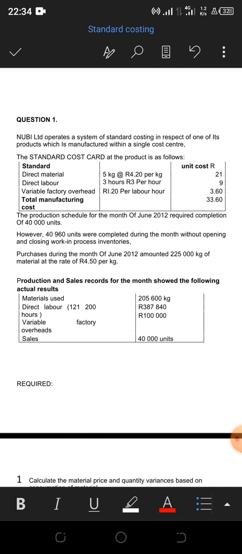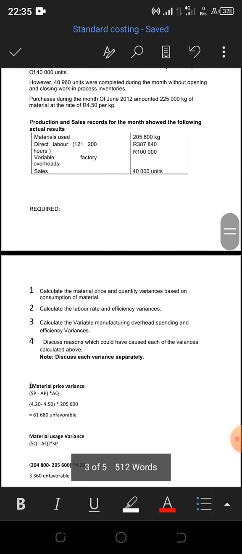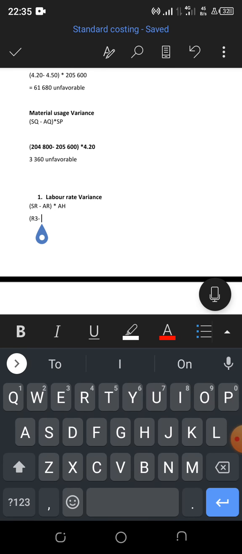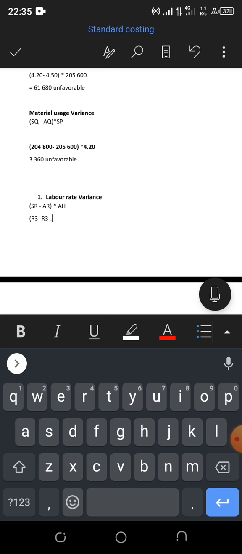Let's go to the actual results. They give us the direct labor in a bracket. They say the total of 121,200 hours. Then they said the amount is 387,840. So if you take 387,840 and you divide by 121,200, you will get the actual rate. So you have to do that calculation. It will give you 320 cents.